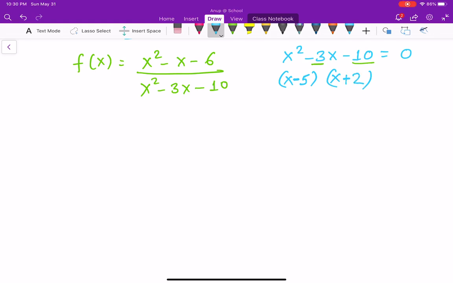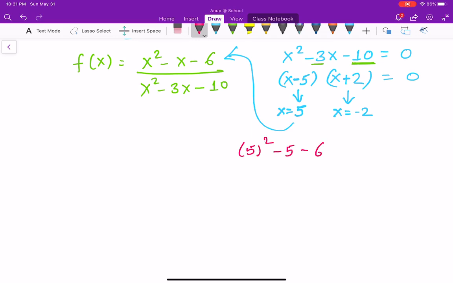So minus 5 times 2, if you multiply you get minus 10, but when we combine we get minus 3, right? So let's set this equal to 0. Then we have the linear factors. When you set x minus 5 equal to 0, we get x equal to 5 as a solution. When you set x plus 2 equal to 0, we get x equal to minus 2, right? So these are the two solutions. But let's try to see when you plug these numbers into the numerator and see if the numerator is 0. Let me plug 5 in. So I get 5 square minus 5 minus 6. So 5 square is 25, minus 5 is 20, minus 6 is 14. So this is not equal to 0 over there.